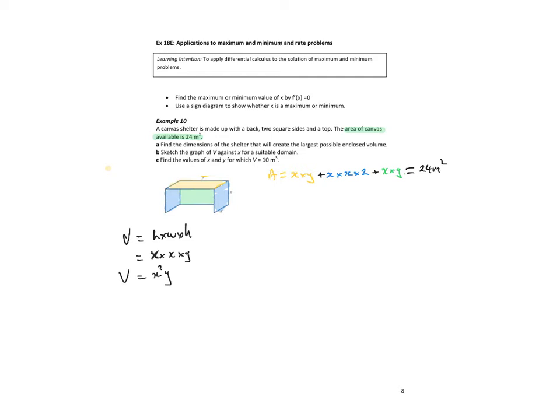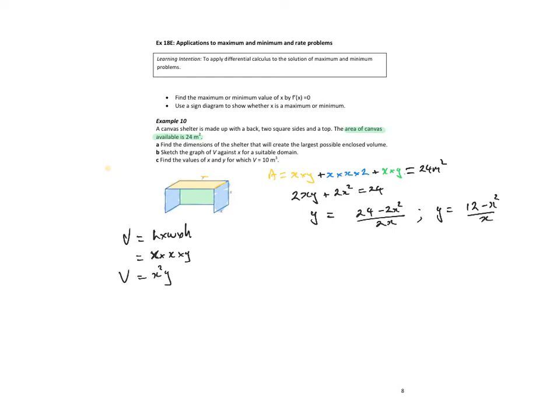So what have I got? I've got xy times 2 plus 2x squared is equal to 24. That means y is equal to 24 minus 2x squared over 2x, which means y is equal to 12 minus x squared on x. So there's my relationship for y.